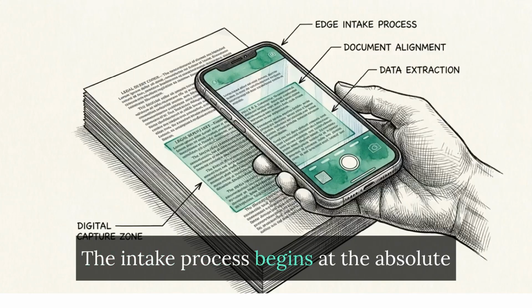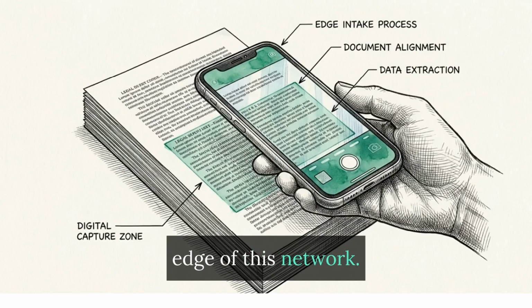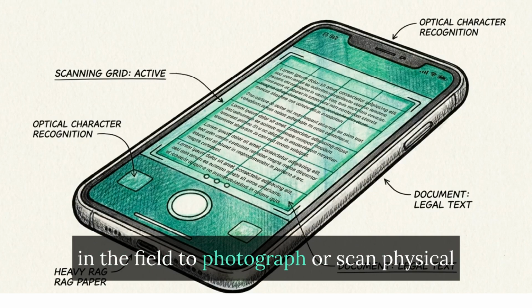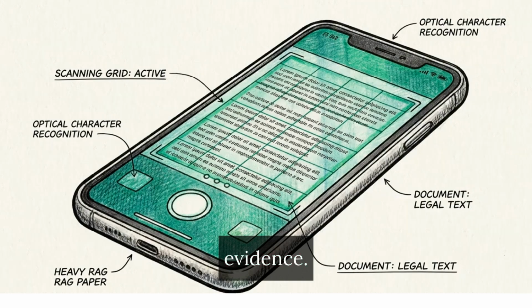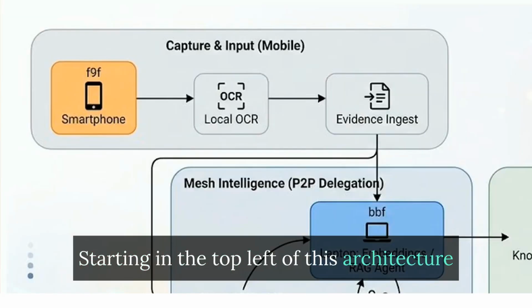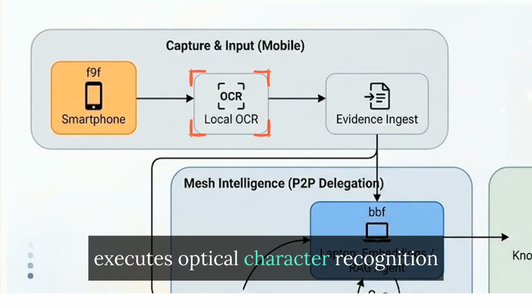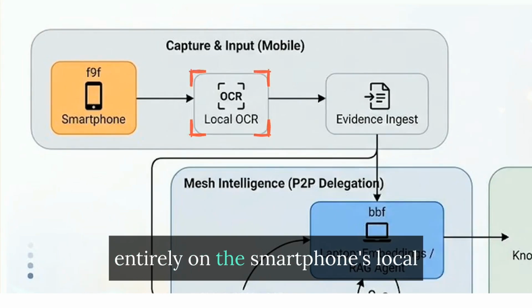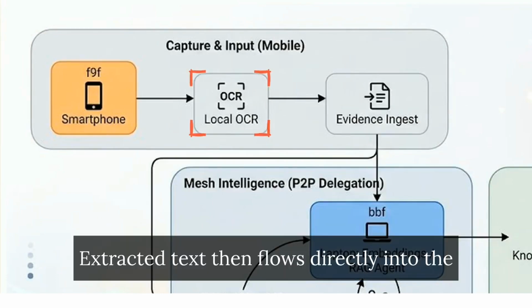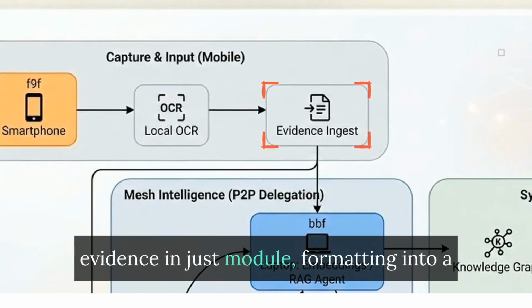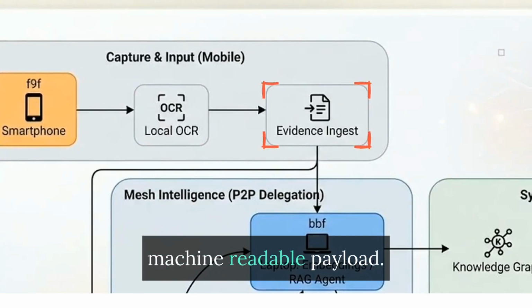The intake process begins at the absolute edge of this network. Usually, this means a mobile device used in the field to photograph or scan physical evidence. Starting in the top left of this architecture diagram, the capture and input block executes optical character recognition entirely on the smartphone's local processor. Extracted text then flows directly into the evidence ingest module, formatting into a machine-readable payload.